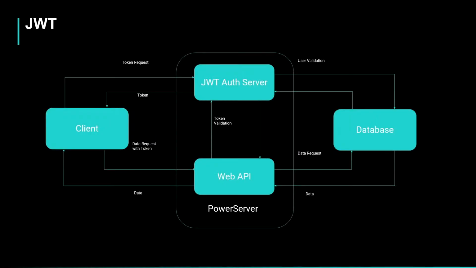So let's talk about JSON Web Tokens first. This is the flow diagram for how JSON Web Token authentication works. And so what we're going to do, it starts here with the client, is we make a request to the JWT Auth server. This is operating within PowerServer. There's one built into PowerServer that you can use. That gives us back, somewhere in there we authenticate. We might go to the database to authenticate.